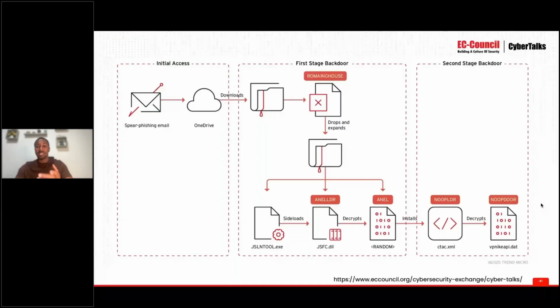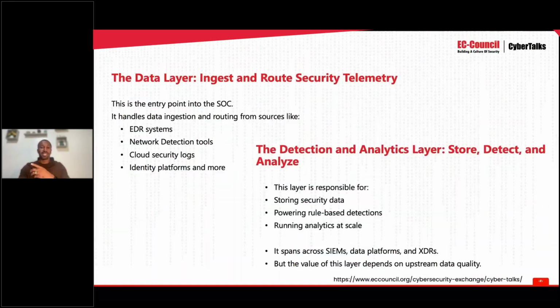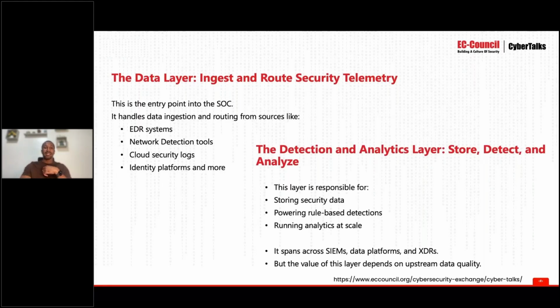So let me get back to the presentation. So this is a presentation. But what are the detection mechanisms, or the three layers of a modern security operations center? There's a data layer which ingests and routes security telemetry. This is the entry point onto the SOC and handles data ingestion, so your EDR system, your network detection tools, your cloud security logs, anything that logs should be able to be taken to the data layer.